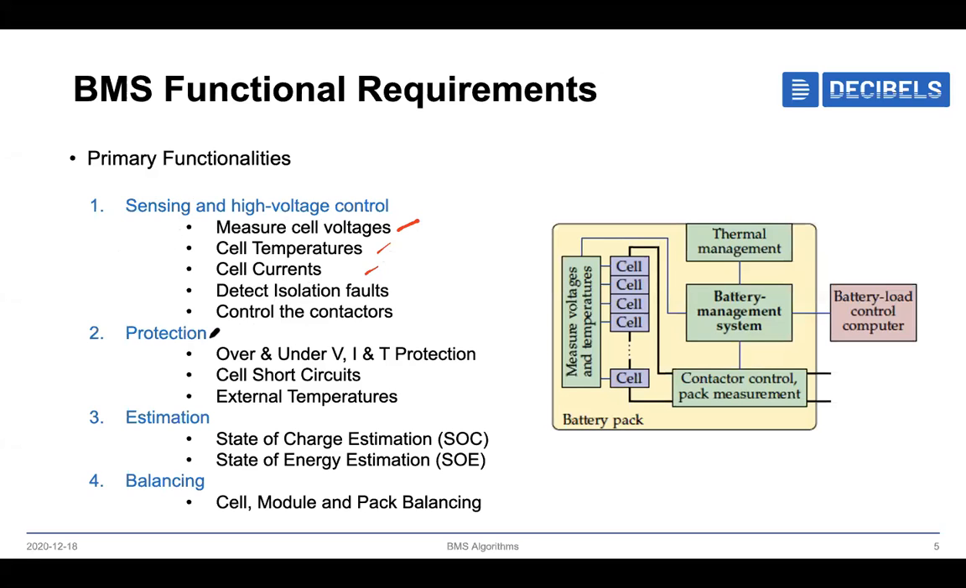And the second thing is protection. So in protection, the BMS has to make sure that the cell is operating between the under voltage and over voltage limit. Okay, if you take a lithium ion cell and look into the data sheet, there will be some limits for the particular cell in terms of voltage. One is over voltage, under voltage, and the third one is nominal voltage.